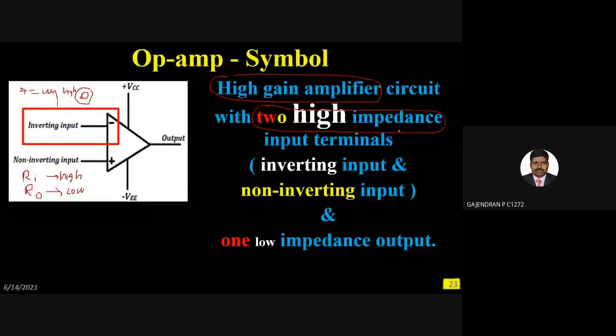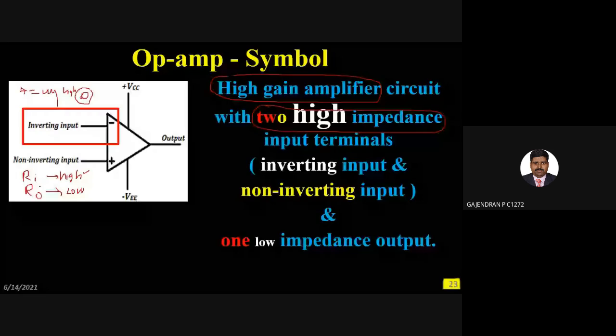So we have two input terminals, and these two input terminals will be high impedance. Impedance resembles resistance. So we have high impedance input terminals. Why is it said to be a high impedance input terminal? Because input resistance is very high for an operational amplifier.